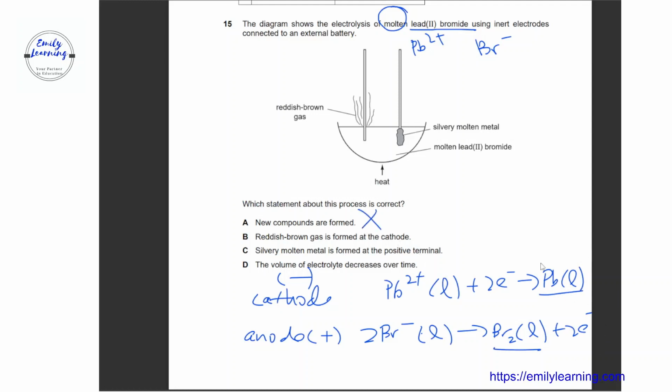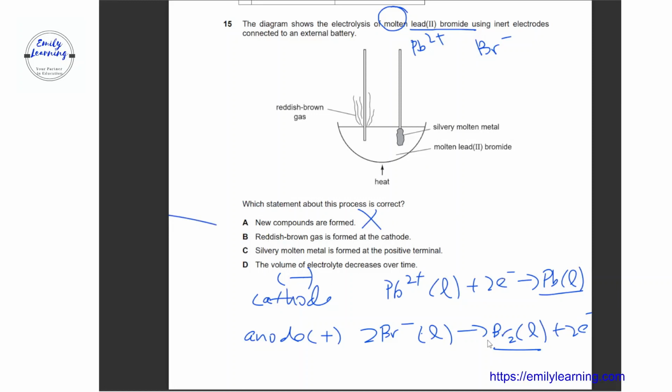No, we form not compounds but elements. Lead element and bromine element. Lead only contains lead, so this is an element. Br2 only contains Br, so it's an element. So no compounds are formed. We only form elements. Reddish brown gas is formed at the cathode?